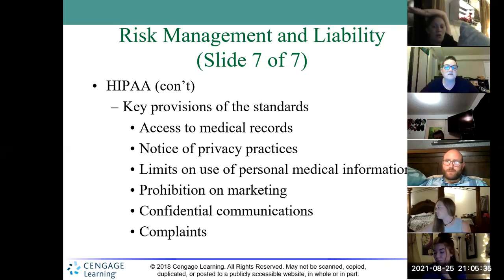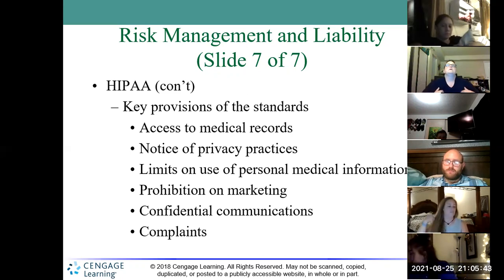It also allows the patient to file complaints, and there is also a prohibition from marketing. So they can't take a picture of my procedure and post it in their marketing. That's no longer allowed.